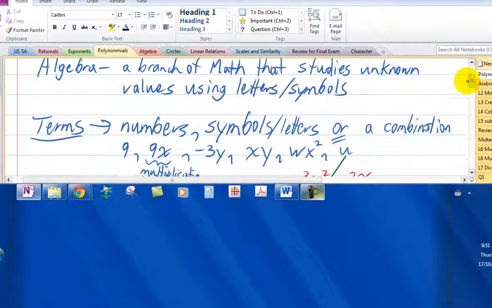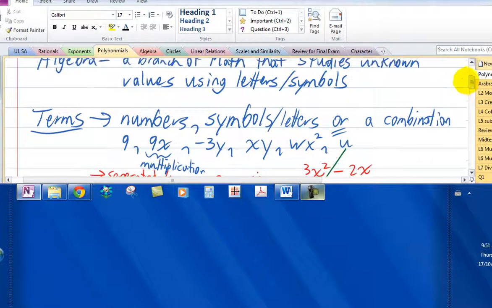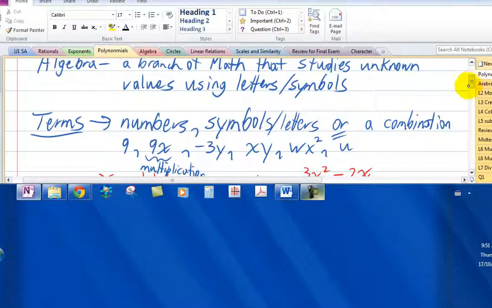So with algebra, we talk about terms. Terms are numbers, symbols, and letters, or a combination of them. And there's some examples. So the number 9 is a term. 9x is a term, and remember, a number in front of a letter is a multiplication. Negative 3y is a term. Sometimes you have to include the negative sign. xy is a term. There's no number in front. We don't write the number 1 in front, the coefficient of 1. wx squared is a term, and even one letter by itself, like u, is a term. So those are all examples.